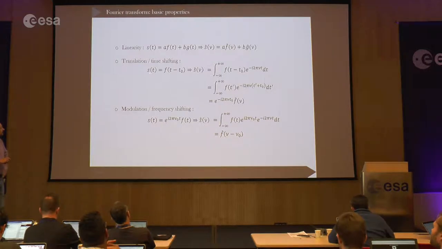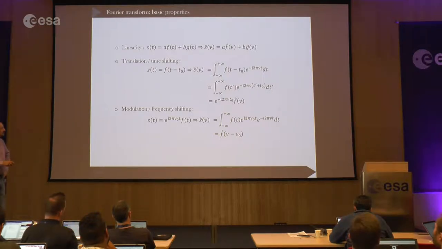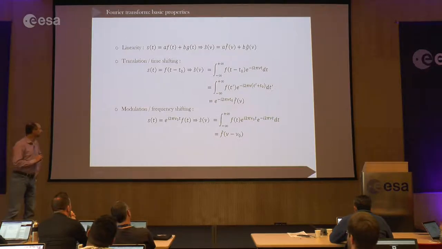The time shifting: if you take a signal and you shift it in time, or whatever dimension that you are considering, the Fourier transform of it, so you have the definition here, a simple change of variable going from t to t prime gives you this, which means that the Fourier transform of your translated signal is simply the Fourier transform of the signal times this phase term. Easy.